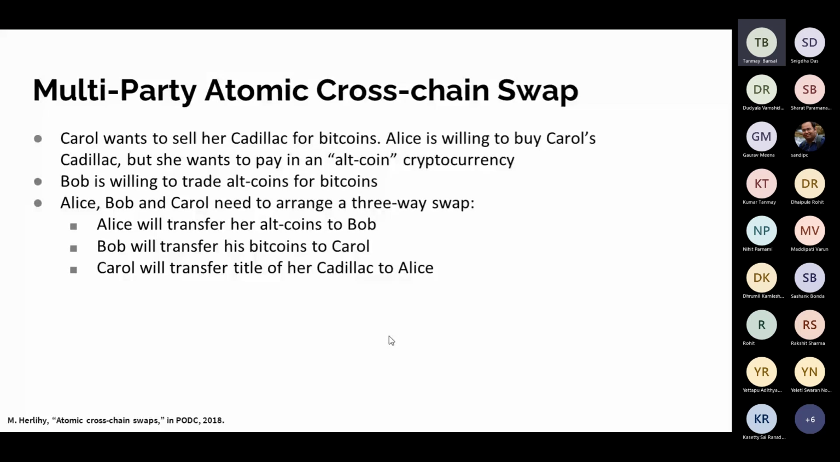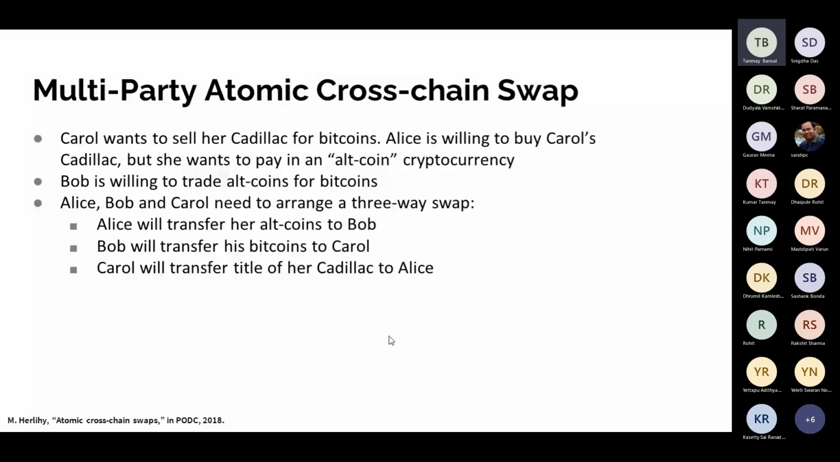So what we have now is a tripartite situation. Carol will pass on the title of her Cadillac to Alice, Alice would pass on her altcoins to Bob, and Bob would pass on these bitcoins back to Carol. So Alice, Bob, and Carol arrange a three-way swap. Alice will transfer her altcoins to Bob, Bob will transfer his bitcoins to Carol, and Carol will transfer the title of her Cadillac to Alice.